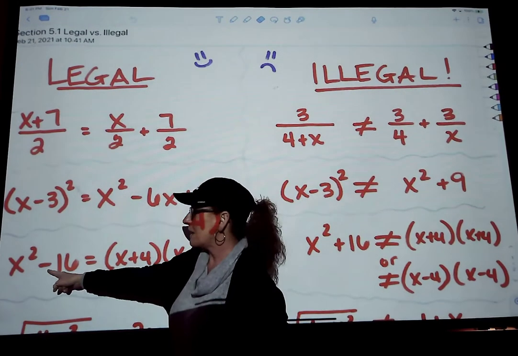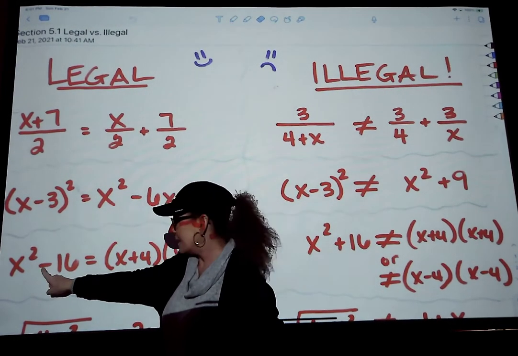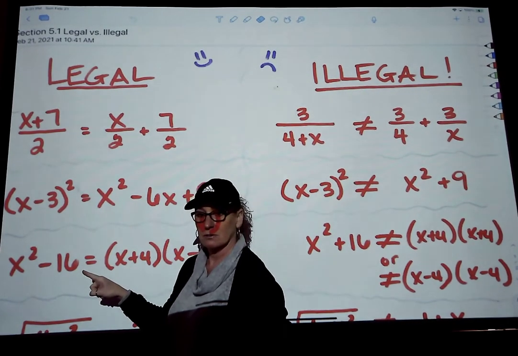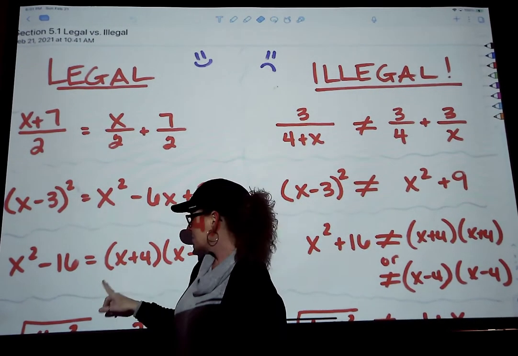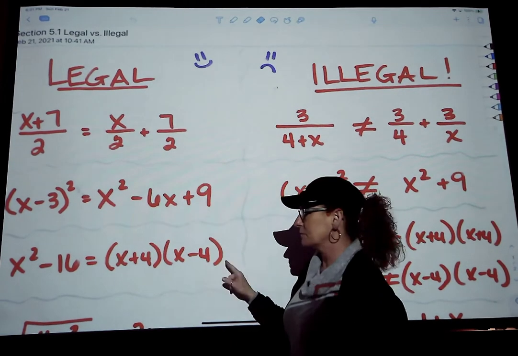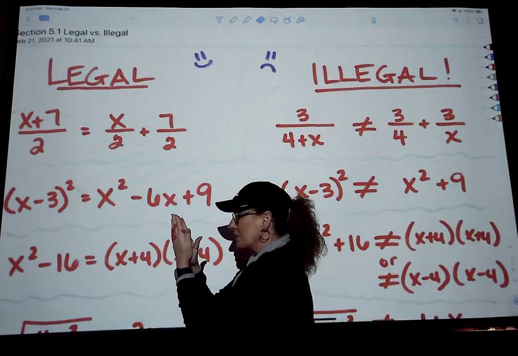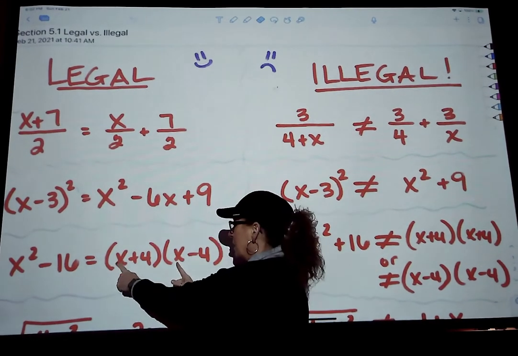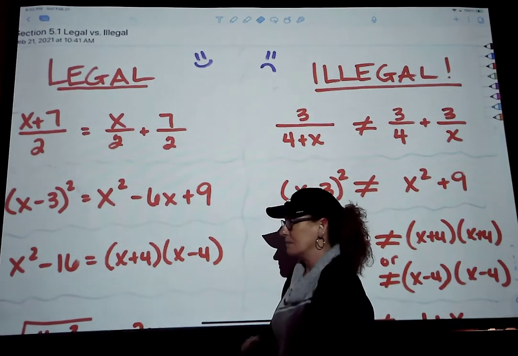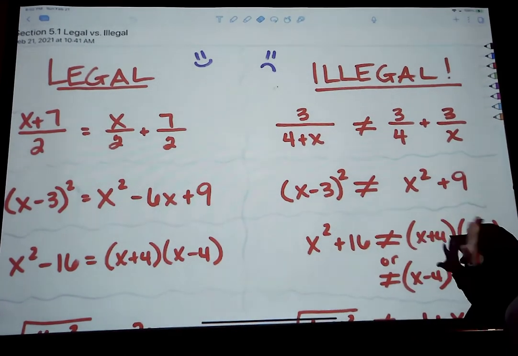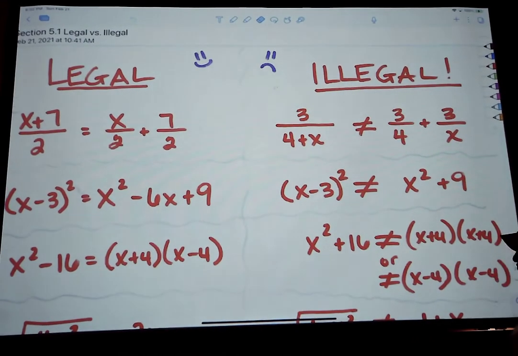This one is factorable. This is called a difference of perfect squares. It factors x plus 4, x minus 4, because the outer and the inner would cancel each other out, and you're left with x squared, and you're left with negative 16. X squared plus 16 is not factorable. You can't do that.